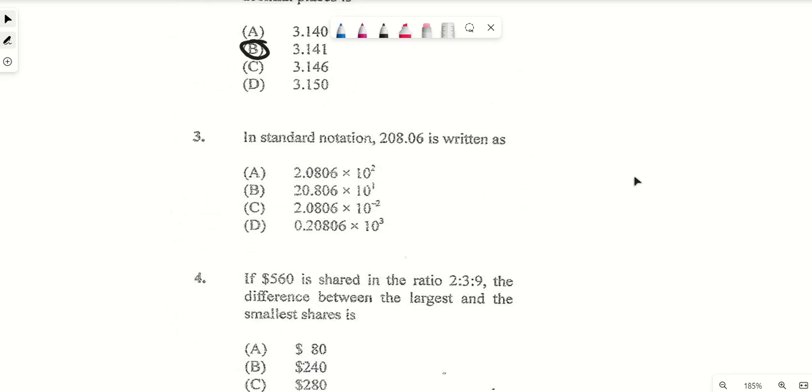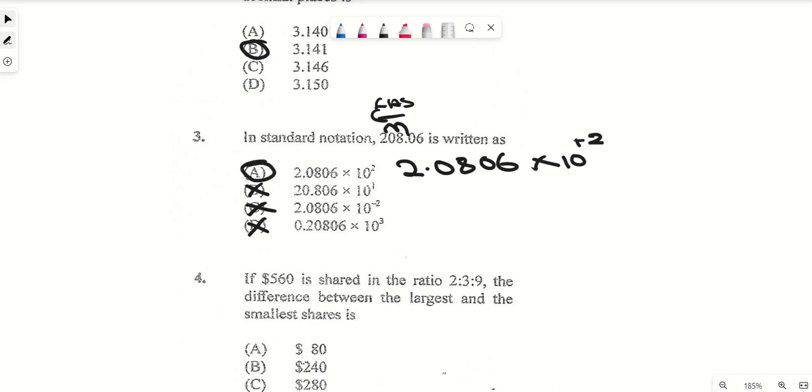Right, standard notation. The point of standard notation is to get one digit in front of your decimal point. So we shifted 1, 2. So it's now 2.0806. We're looking for that. You see, D would not be your answer, B would not be your answer. So it's either A or C multiplied by 10 to the power. Now, if you shift to the left-hand side, your power is positive. And we shifted twice, so it's positive 2. So your answer is A, right, not C.